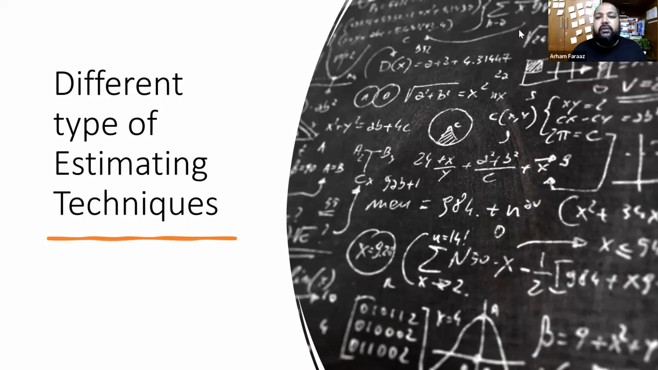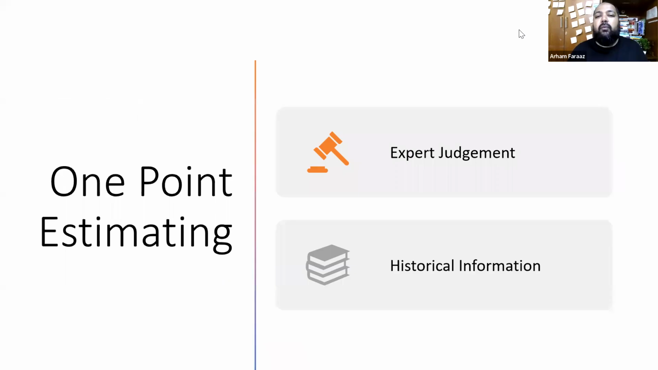So now let's see what the different estimating techniques are. The first one is the 1 point estimating technique. This is done based on expert judgment and the historical information we have. The expert will say, this is how we did it in the last 4 or 5 projects. For example, I was working at a product company where we were doing a launch. It was a very simple launch.